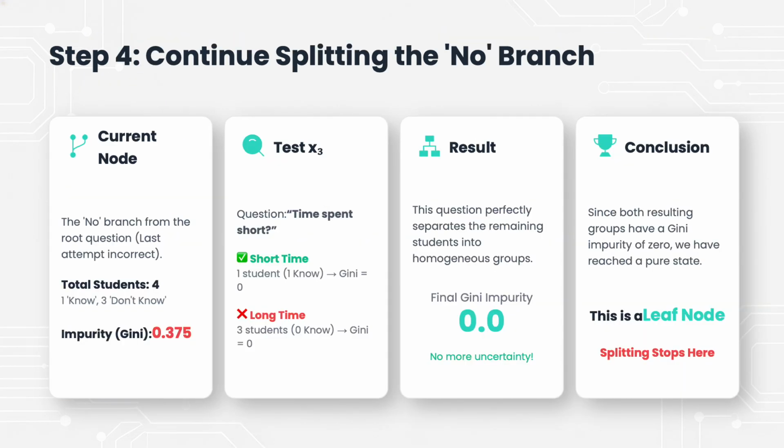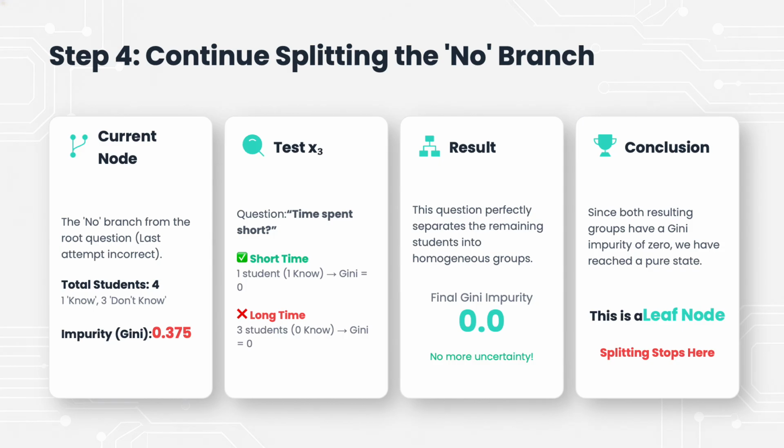If the answer is yes, we can confidently predict the student is no. That's a leaf node. But what about the no branch? This group of 4 students still has some impurity. Gini equals 0.375. We need to ask another question here.